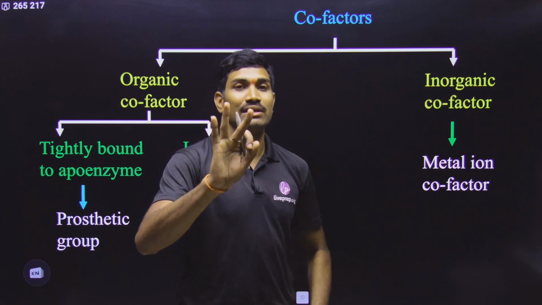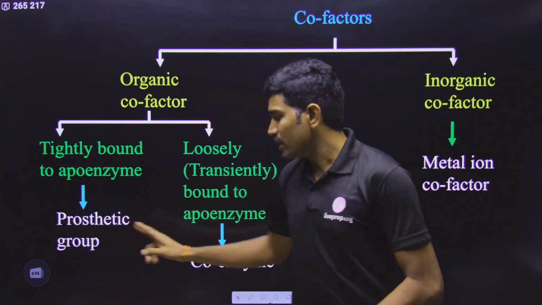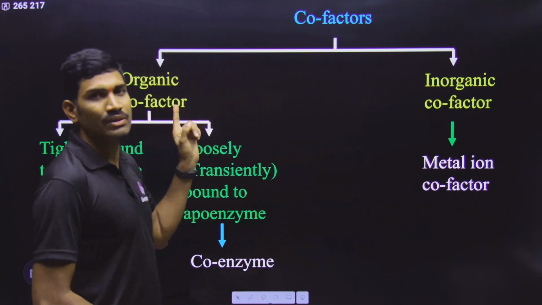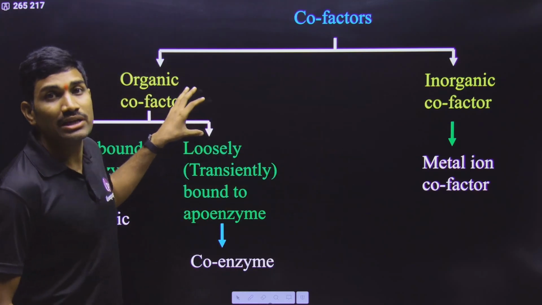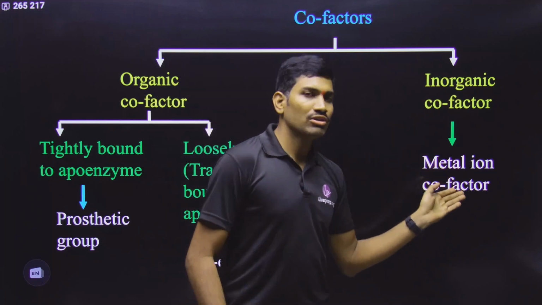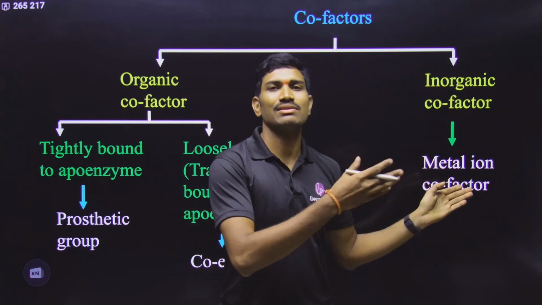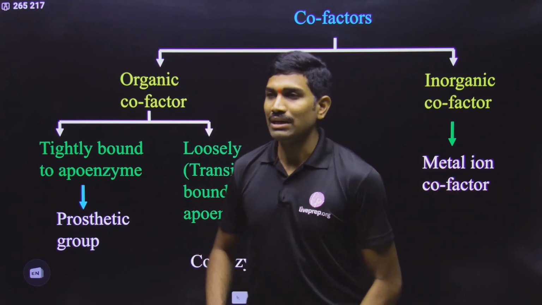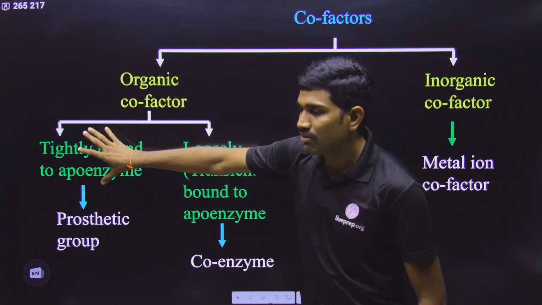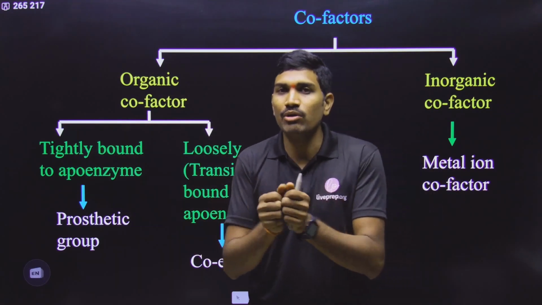Three names they have given, but before directly going into these three, let us first basically classify into two types. Some are called organic cofactors, some are called inorganic cofactors. Inorganic cofactors means generally the metal ions will act as cofactors here. But in the case of organic cofactors, again two types are present. Some types of organic cofactors are tightly bound with apoenzyme.